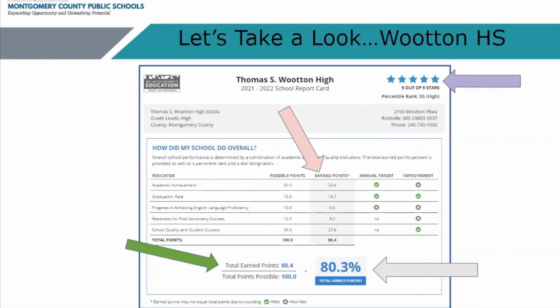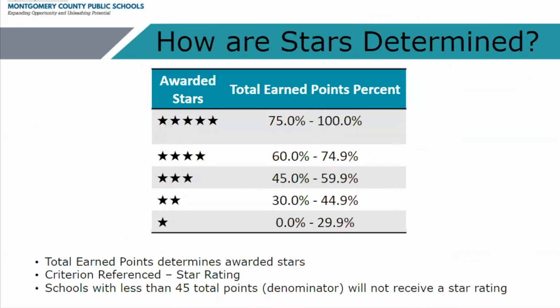Okay, Brian, if we can take a look at slide number 6. This is just a little note on how stars are determined. It's really the percentage overall of how many points you earn becomes a percentage, and then these percentage categories correlate to the stars that a school is given. So you're going to see here, if you have achieved 75% or greater of your total points, then you're a 5-star school. If it's between 60 to 74.9, a 4-star school. So on and so forth, all the way down to 0 to 29.9 is a 1-star school.